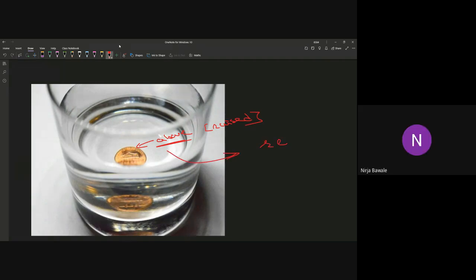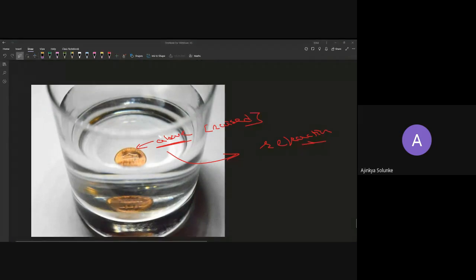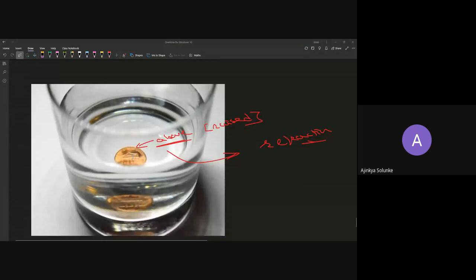Refraction. Very simple. Refraction is the reason why it looks raised. So whatever position we are able to see of that coin, is it the correct position or a false position? False position, an apparent position. It's not correct. It's a wrong position.